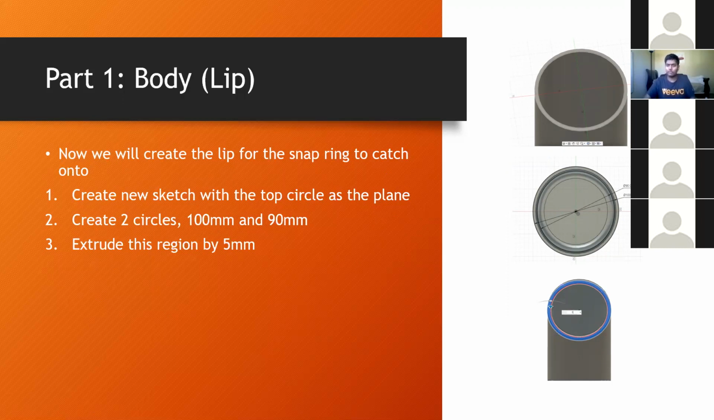And now we've created our sketch. Let's hit finish sketch, and we're going to extrude this shape here to create our lip. To do that, we're going to hit the extrude tool. You might notice two sections, so we're going to specify both sections, and we're going to extrude by 5 millimeters. That creates our little lip.